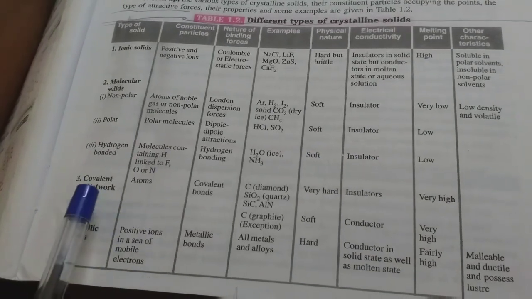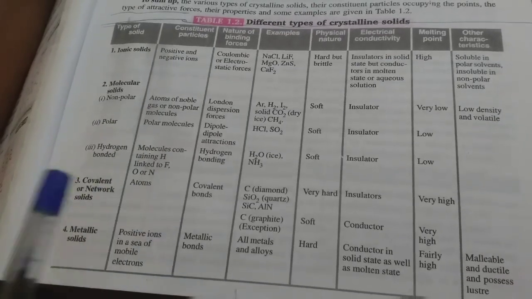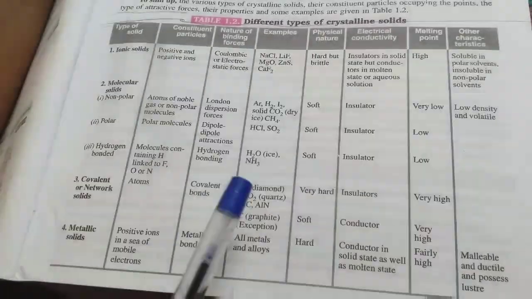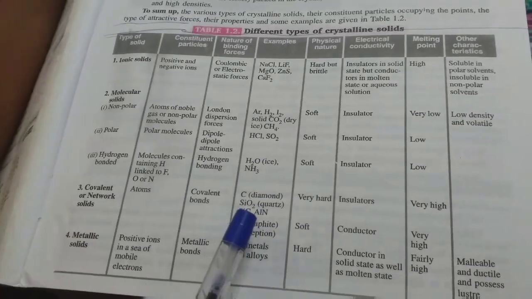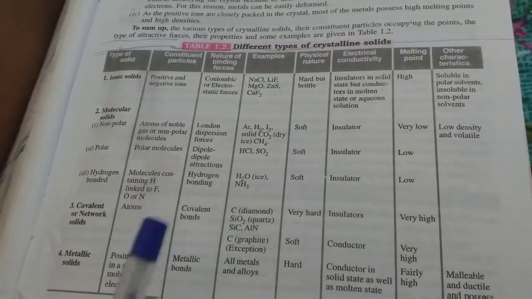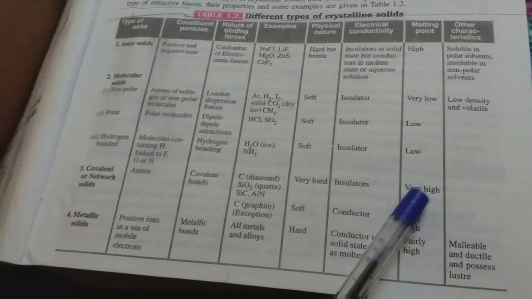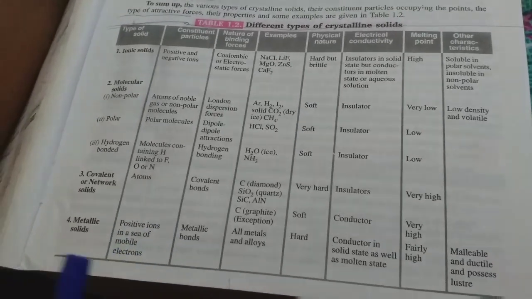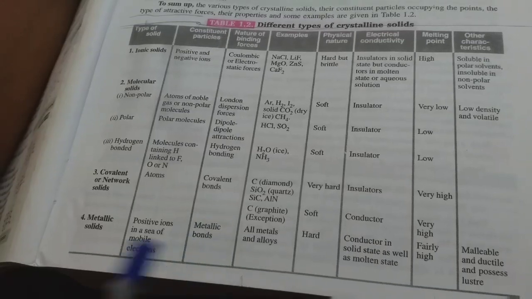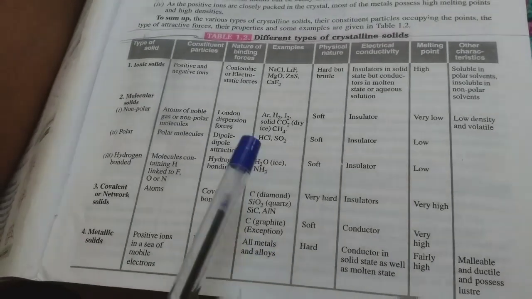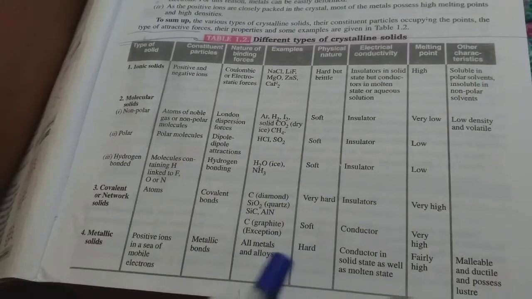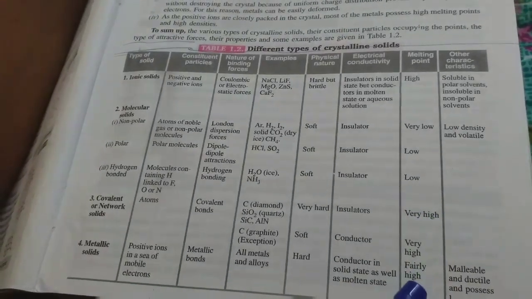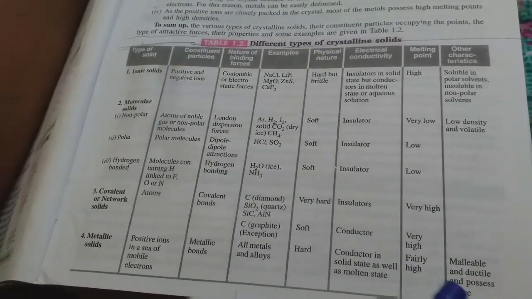Next, coming to covalent or network solids. The constituent particles are atoms and the force is the covalent force. Examples: carbon in diamond form, SiO2 quartz, SiC silicon carbide, and aluminum nitride. They are very hard and insulators, and melting point is very high. Next, metallic solids: positive ions in a sea of free mobile valence electrons. Metallic force is there. Examples: all metals and alloys come under this category. They are hard, they are conductors in the solid state as well as the molten state, and melting point is very high. They are ductile, malleable and lustrous.